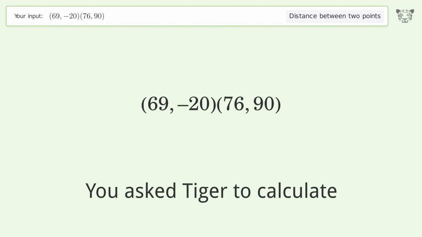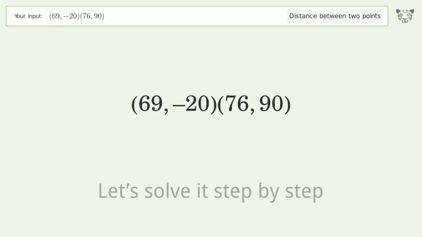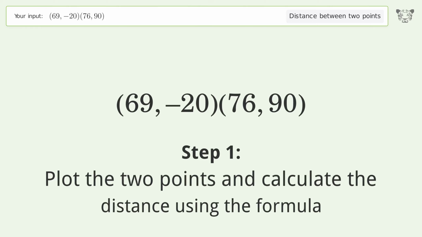You ask Tiger to calculate. This deals with the distance between 2 points. The distance between the 2 points is the square root of 12,149 or 110.223. Let's solve it step by step. Plot the 2 points and calculate the distance using the formula.